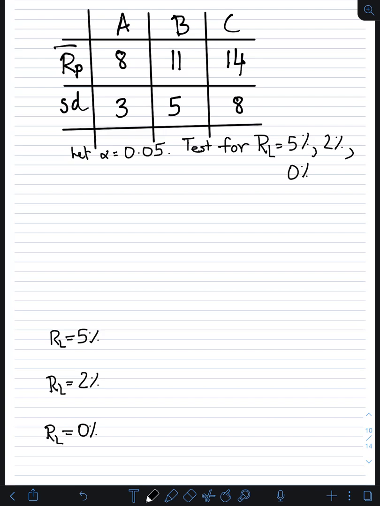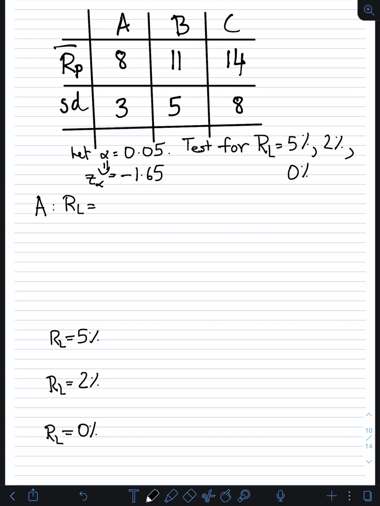We have these three numbers, a portfolio with an expected return of 8 and 3, 11 and 5, and 14 and 8, and we're letting our alpha still be 0.05, so we're still at 5%. Alpha 0.05 gives us that Z for that alpha is minus 1.65. And then we say, hey, this time we're going to test for three different cutoffs. We're going to test for 5% as our lower bound, 2% as a lower bound, and 0% as our lower bound, and see what we pick. And you'll see that you might have different choices every step of the way. We'll find out. So let's first find the lower bound for A.